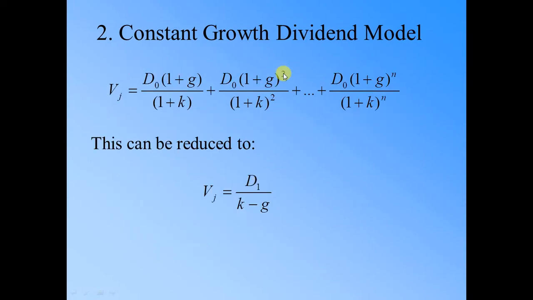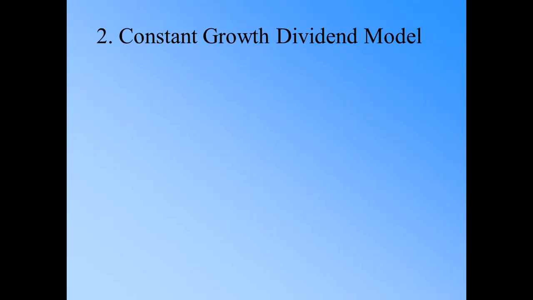To simplify, if you are going to purchase a common stock forever, this is the formula for the common stock valuation if there is a constant growth. This is the formula of the valuation of common stock forever, if the dividend is growing at a constant rate.